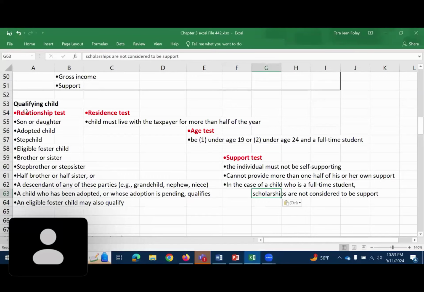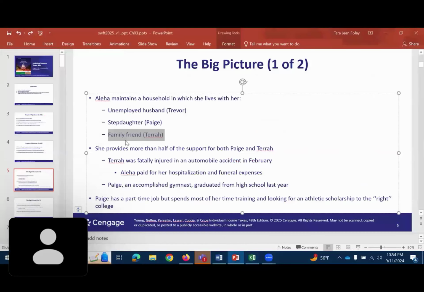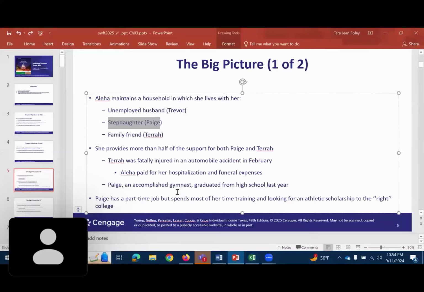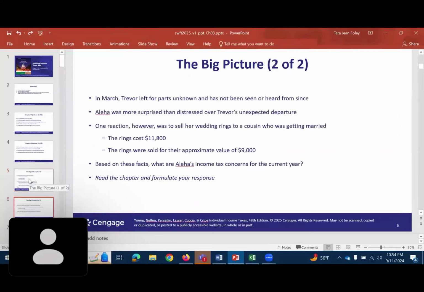Is Paige a qualifying child? Let's see, does she meet the relationship test? Yes, she's a stepchild, stepdaughter. So she meets the relationship test. Yes, good. Residency test: does she live there for more than half the year? Do we know that?